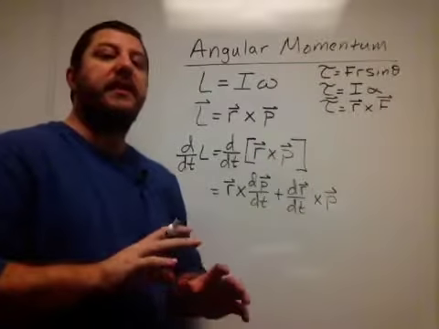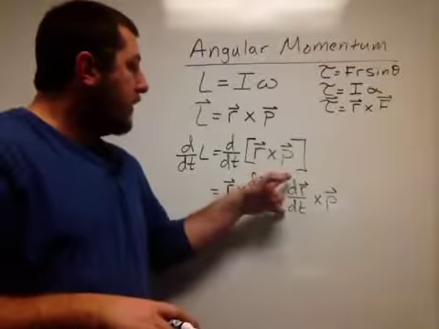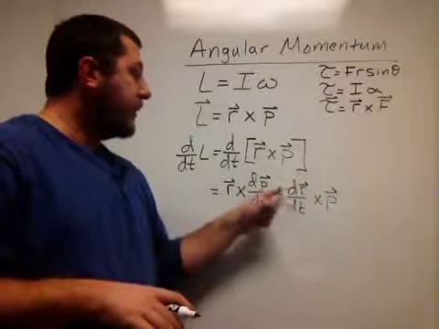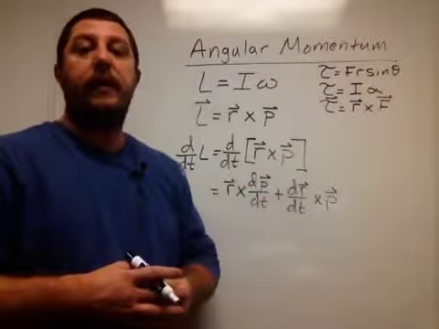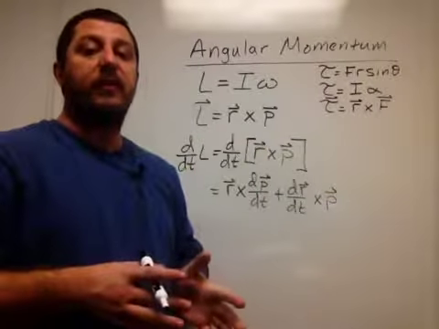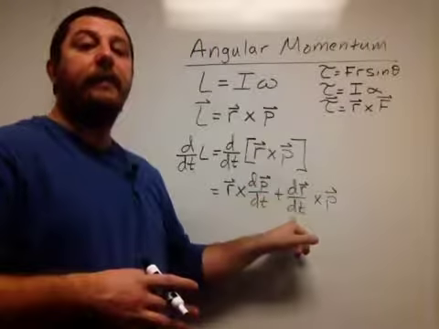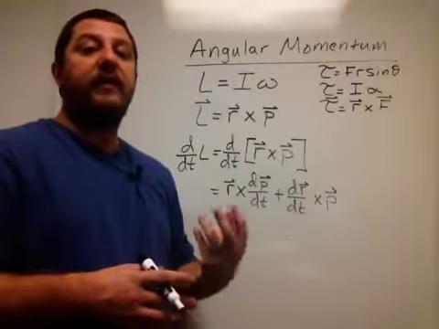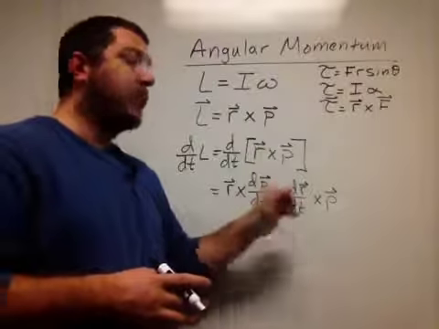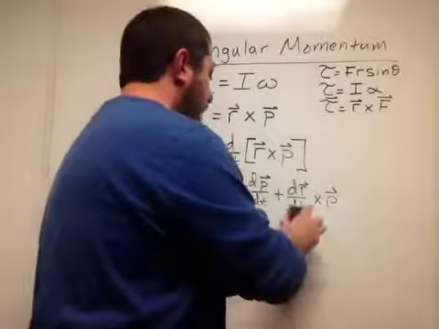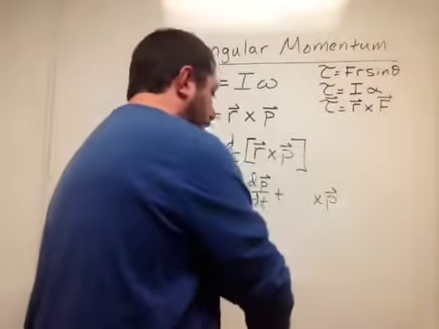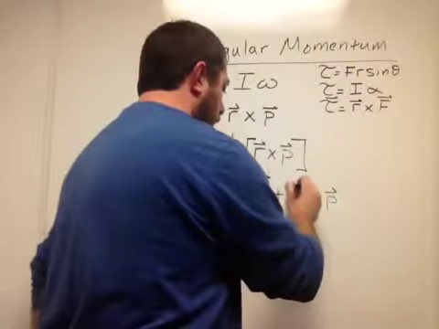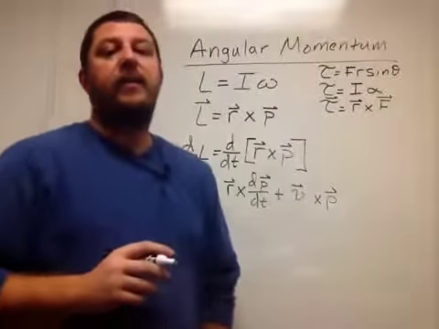Now, a couple interesting things happen here. This dr dt is nothing but the linear velocity of the object, or the tangential velocity, right? dr dt, distance over time, the time derivative of an object's displacement, is nothing but v. So this becomes v cross p. Okay, so that's v cross p.